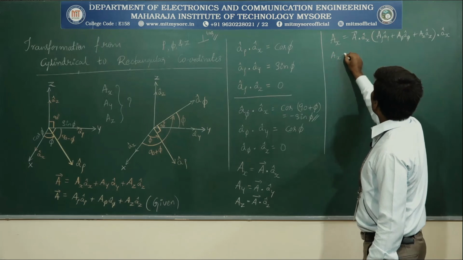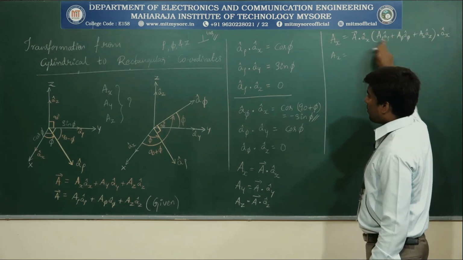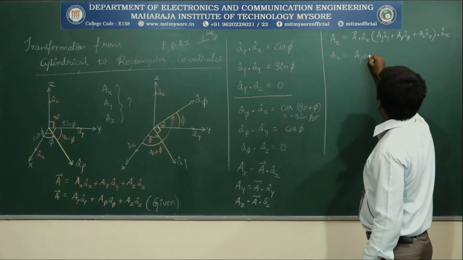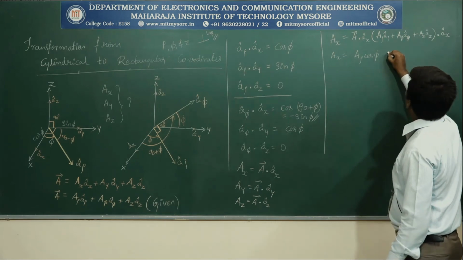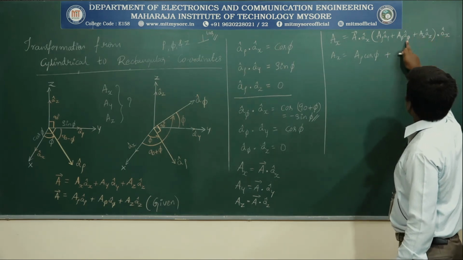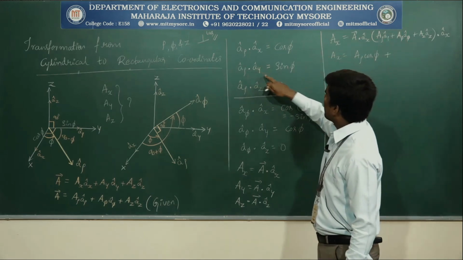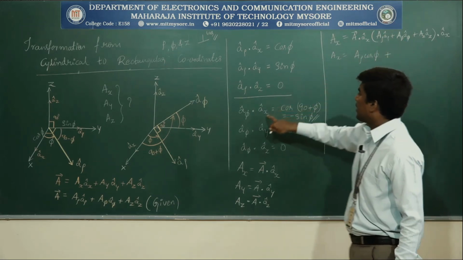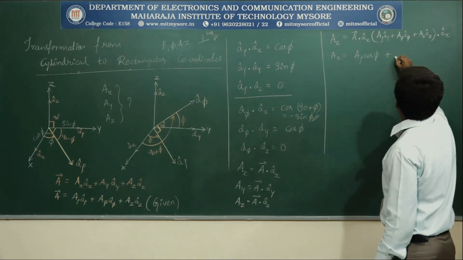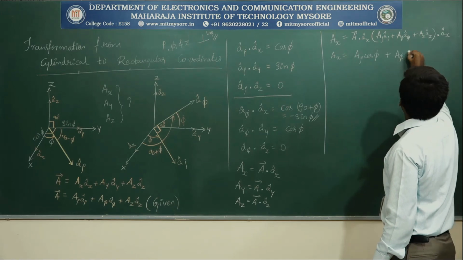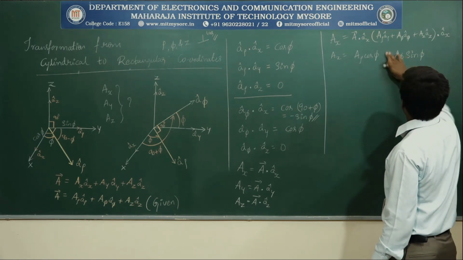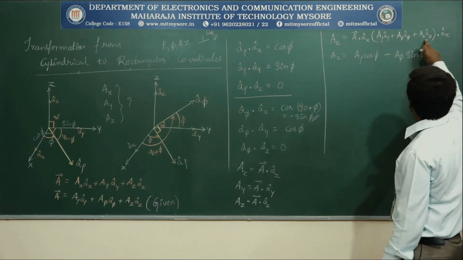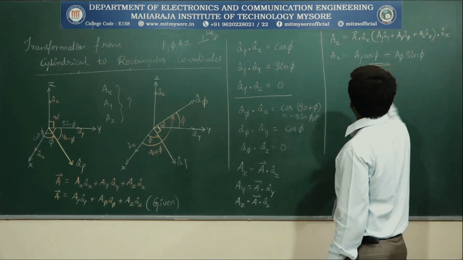Now Ax is equal to a cap x dot a cap rho. See, a cap x dot a cap rho is cos phi. Therefore, A rho into cos phi plus the second one, a cap x dot a cap phi. A cap x dot a cap phi is minus sin phi. Therefore, A phi into minus sin phi, so the plus sign becomes a minus sign. X and z are perpendicular to each other, hence it is 0. So this is the Ax component.